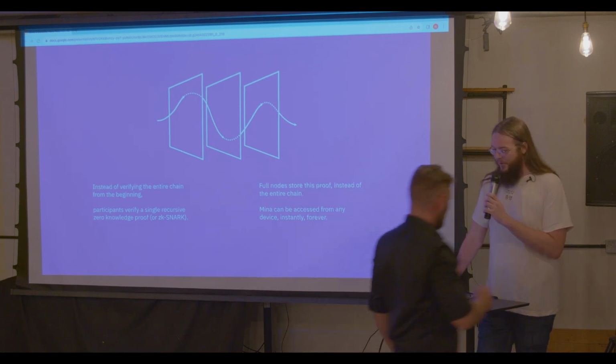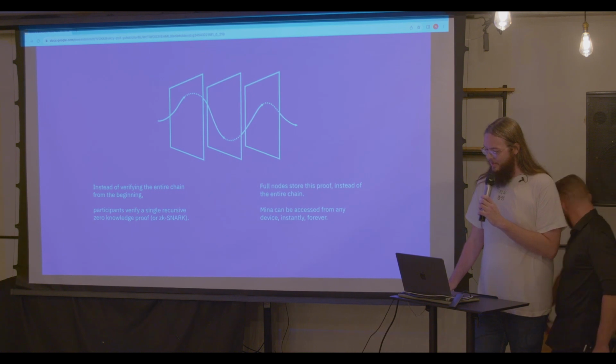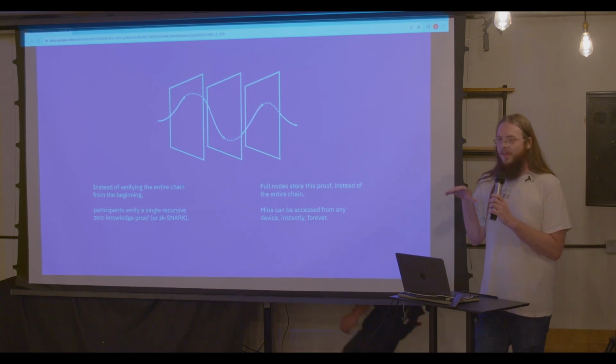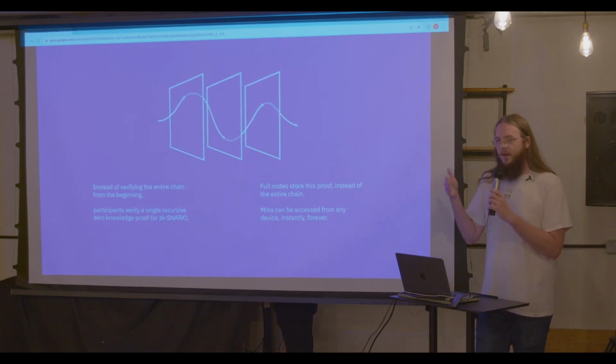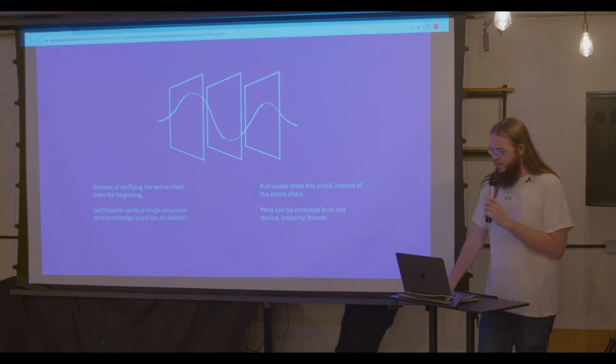look at. Full nodes store this proof only in the ledger. They store only the proof in the ledger data that they care about. In order to do this, they don't have to store the entire history of blocks like other blockchains do. And because of this, Mina can be accessed from any device instantly and forever.